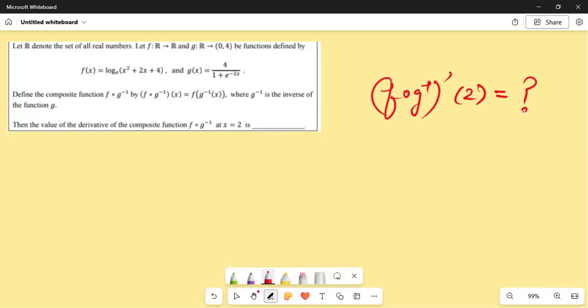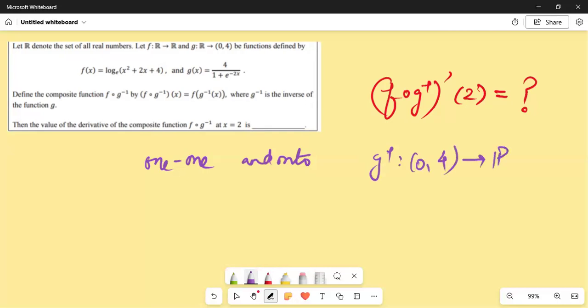So they have mentioned g inverse in the question. For the inverse of a function to exist, we should know whether the function is 1-1 and onto. If the function is both 1-1 and onto, then g inverse exists from the codomain to the domain. So let us find out whether the g function is actually 1-1 or not.